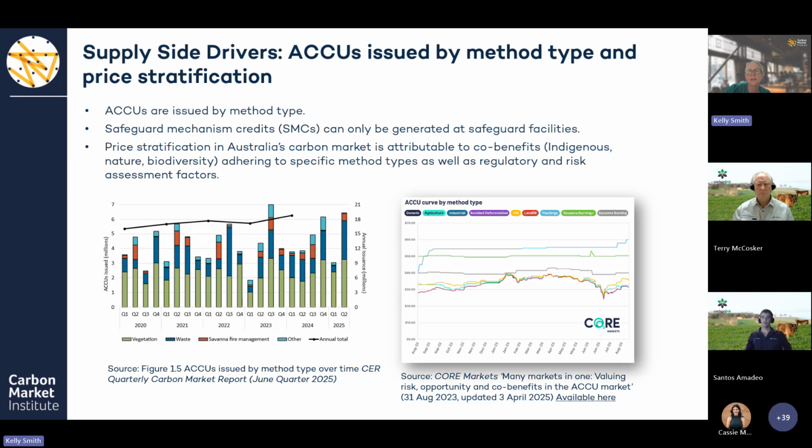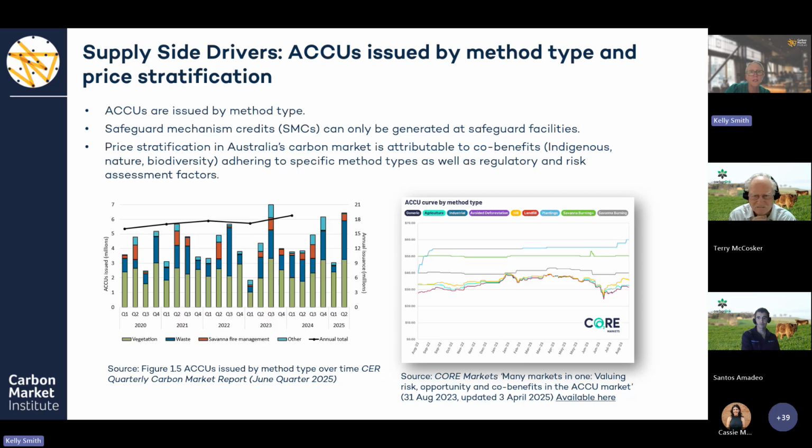And in Australia, the supply side is all about the ACCUs and SMCs. So ACCUs are generated using any one of the 33 published methods, and SMCs are formed when a reformed Safeguard Mechanism facility, again, I'll talk more about those later, ends up below its baseline in any one year. You can see from the graph on the left that different numbers of ACCUs are generated by each different method. And there are lots of reasons why this is, which I won't go into now, because what I really think, although it's small, the much more interesting graph is the one on the right, because what that graph shows you is the price, and it shows you that you get different prices for different sorts of methods.